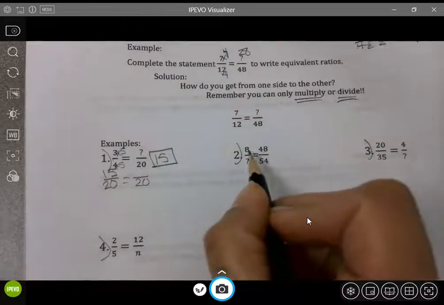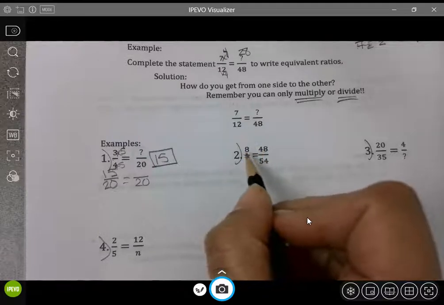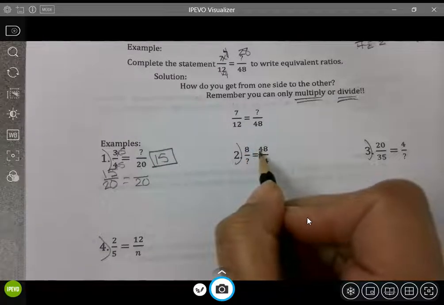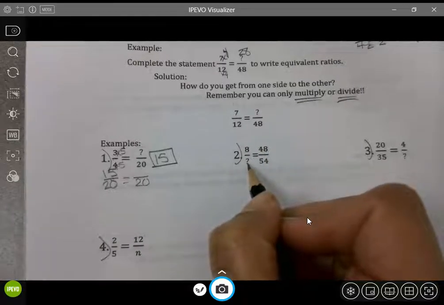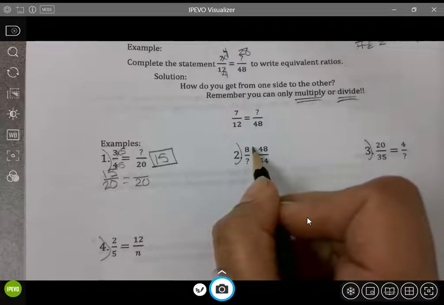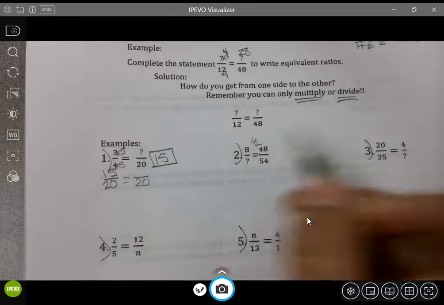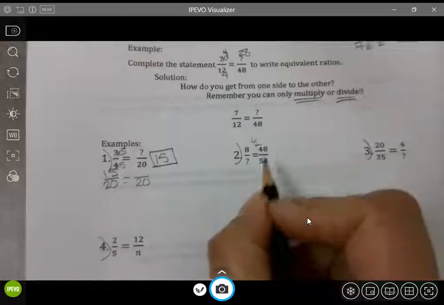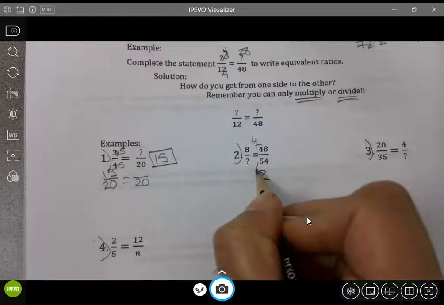Here, I have 48. Well, I can't really go from right to left and increase it because I don't know what this number is. I don't know what I'm going to multiply it by. So let's go the other way. 48 divided by what is going to give me 8? Well, if I divide it by 6, it's going to equal 8. So I'm just going to rewrite this fraction.